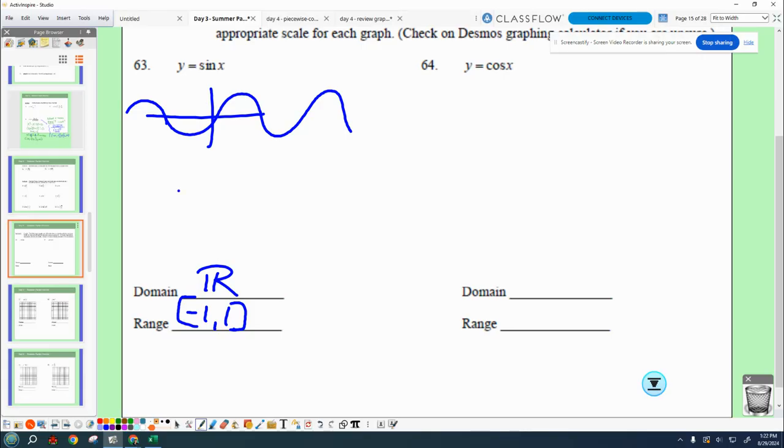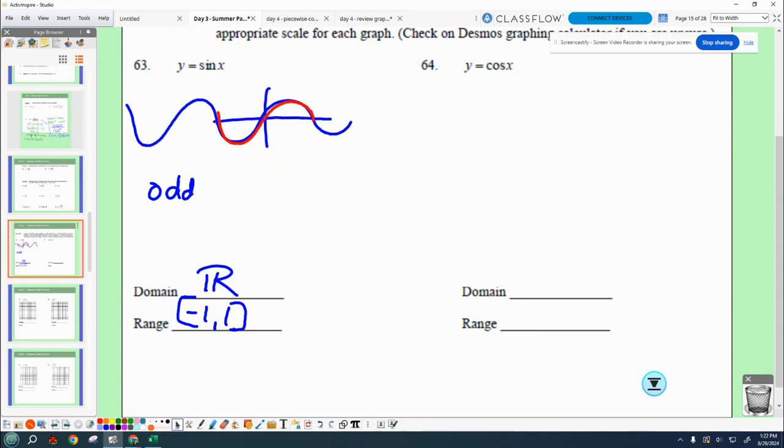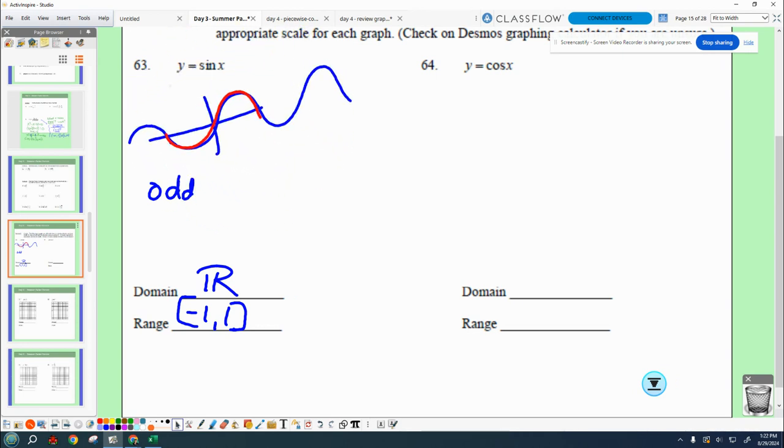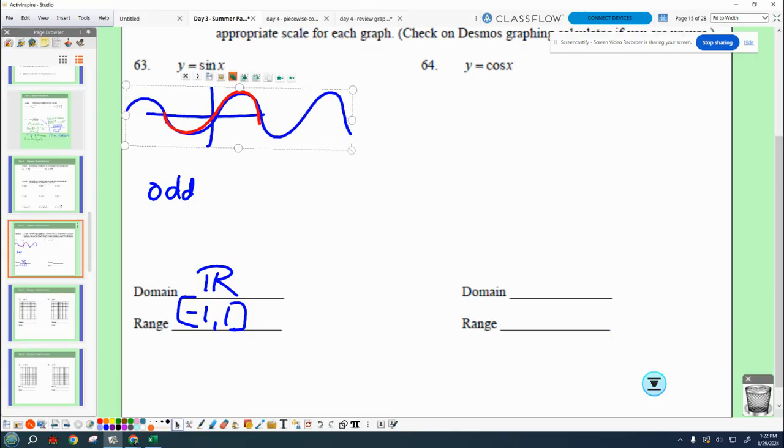Is it an even or odd function? Odd. How can you tell? It's symmetric about the origin. If I try to turn that red line upside down, well, there. Trying to turn just the red one, but you'll see the same thing. So it's odd.